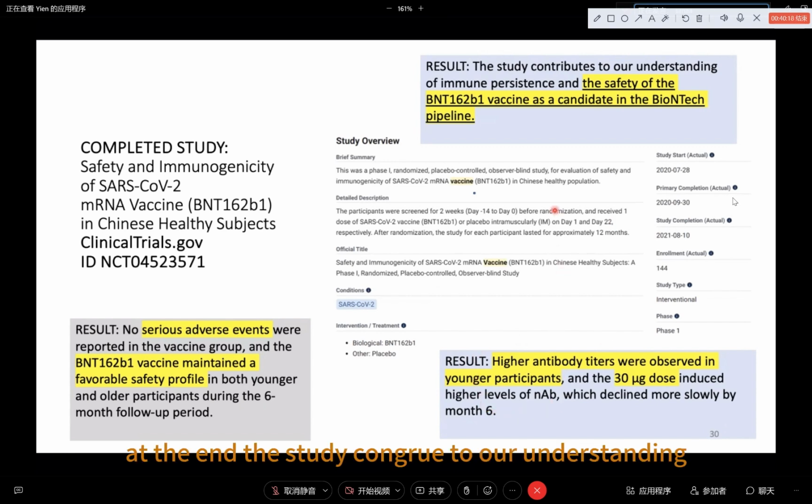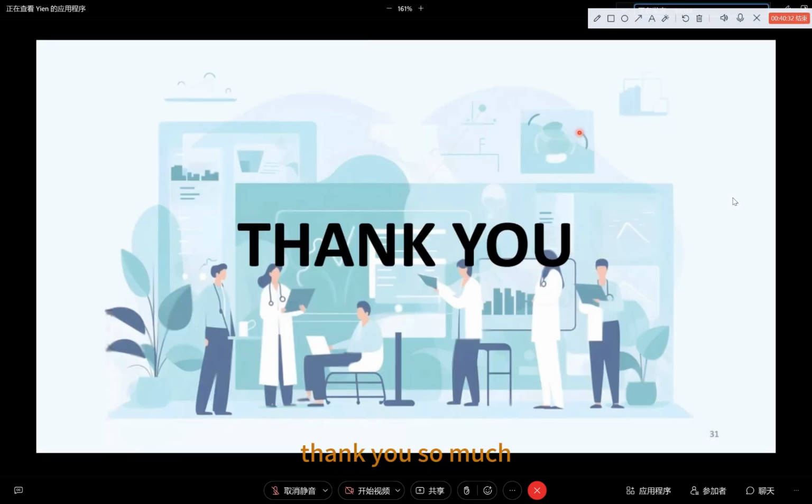At the end, the study contributed to our understanding of the BioNTech pipeline of vaccine development and the safety of this vaccine that's conducted by the BioNTech company. Thank you so much. This is all about our clinical trial in phase 1.